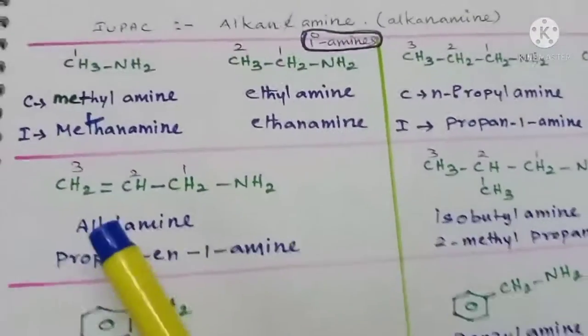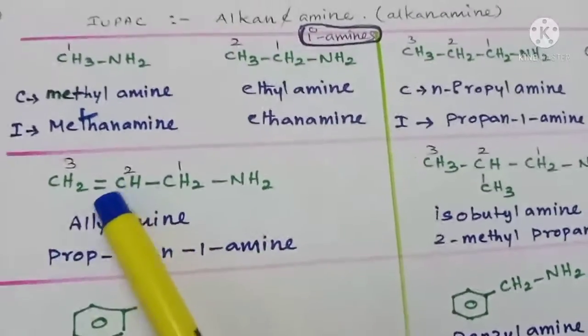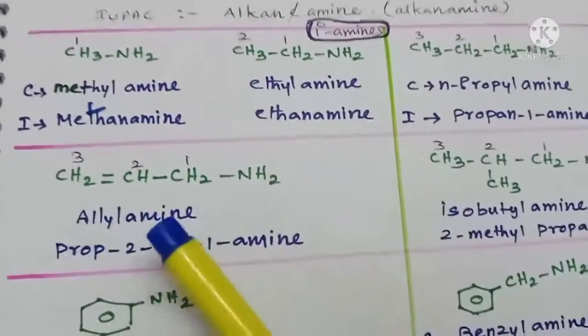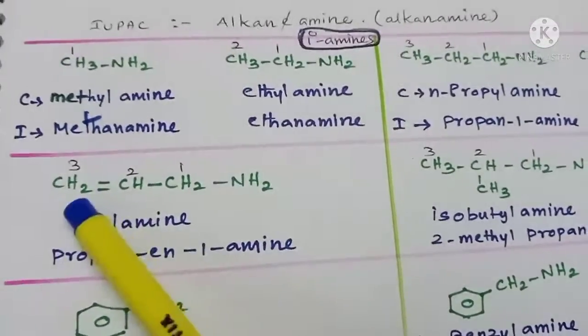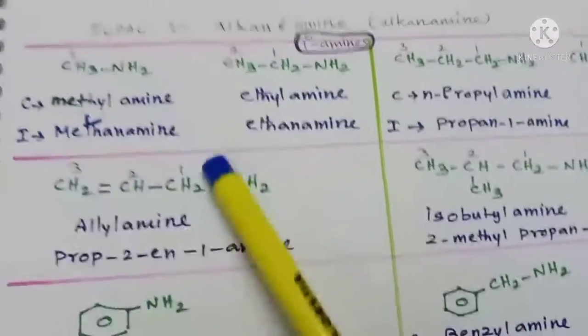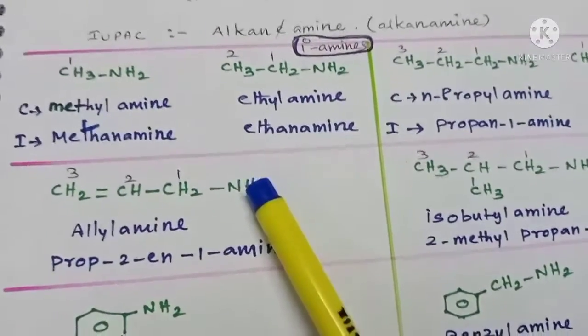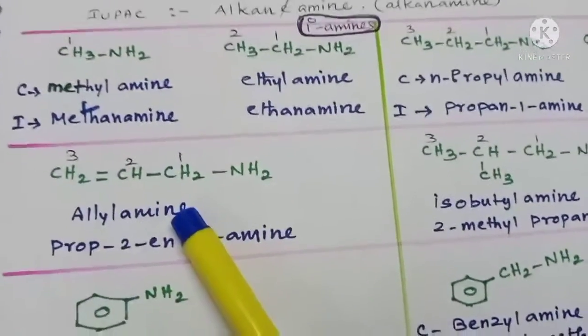Now we go for the next one, an unsaturated aliphatic amine, unsaturated with a double bond. You know that CH2=CH-CH2 is called the allyl group. So the allyl group with an amine group is called allylamine. This is the common name.